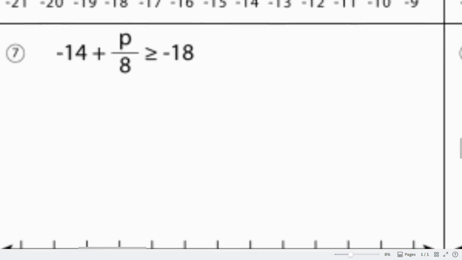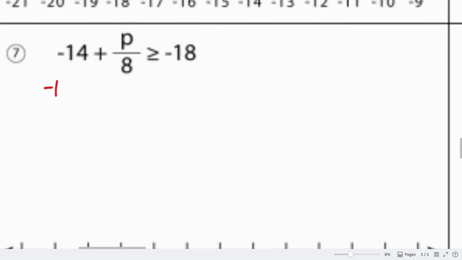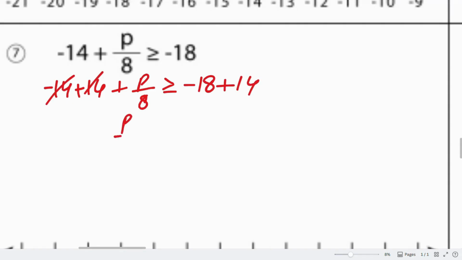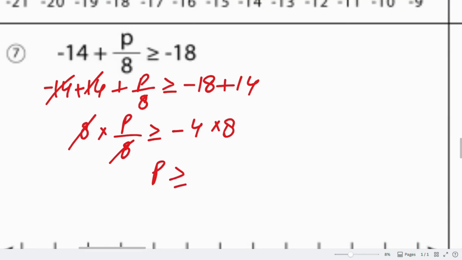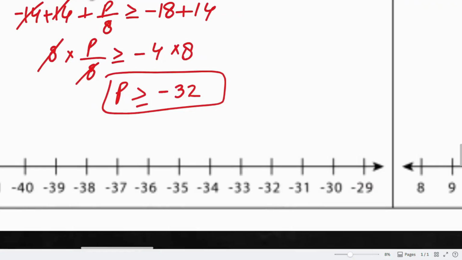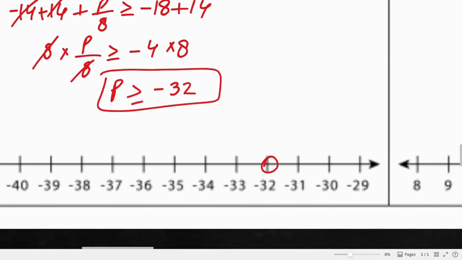Alright, so now I'm just going to be solving this one. I will be adding 14 on both sides. P over 8 is greater than or equivalent to minus 18 plus 14. Okay, so this will cancel out, and I will get P over 8 is greater than or equivalent to minus 4. After that I will multiply both sides with the 8 because I need to get this one eliminated. So P is greater than or equivalent to minus 4 times 8, which is minus 32, so minus 32 will be the answer for this one. Alright, so now where's minus 32? Here's minus 32. I'll put a closed circle on it, and it will be pointing in this direction.